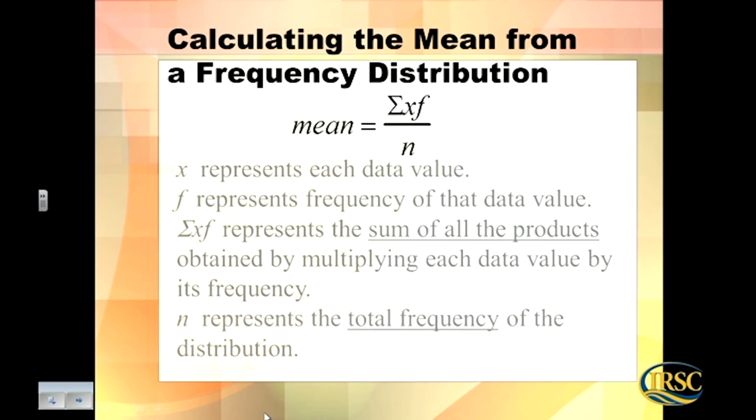And then n represents the total frequency of the distribution. Remember how we double-checked to make sure our frequency distribution was correct? We added up all the frequencies to make sure that it added up to the same amount of items that were in our list. Well, in order to figure out how many items you have in your list, you have to add up all your frequencies. So that's going to be your n, what you're dividing by.